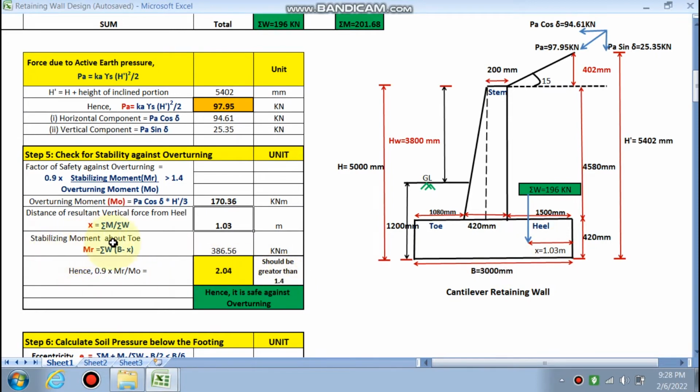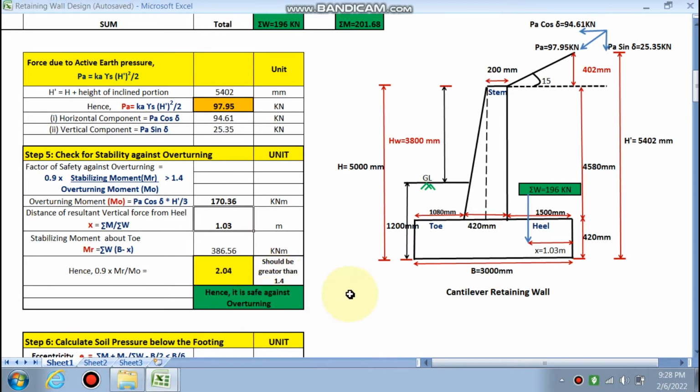So the stabilizing moment about the toe, what is the stabilizing moment? This distance multiplied by the overall load gives the stabilizing moment, right? The overturning moment is in this direction, if it is anti-clockwise, the stabilizing moment is in the clockwise direction. So the stabilizing moment should always be greater than the overturning moment, then it will be safe. So in our case it is 2.04, it is greater than 1.4, so hence it is safe against overturning.